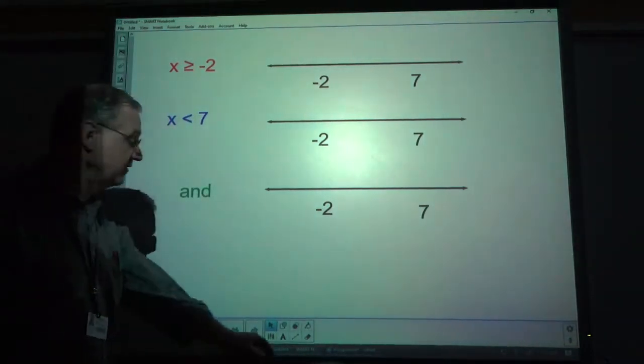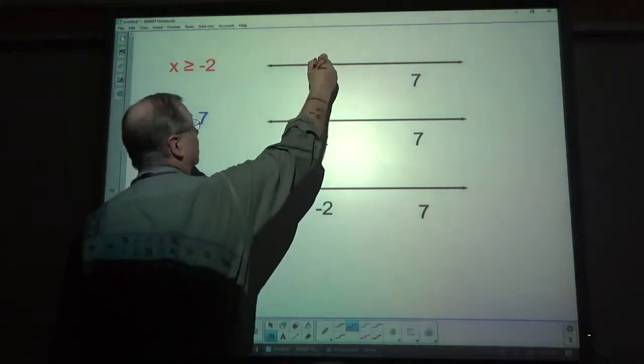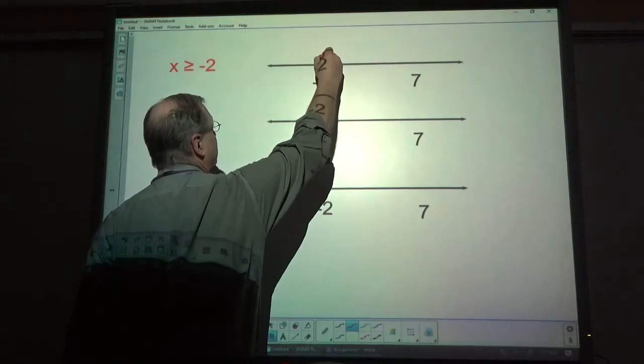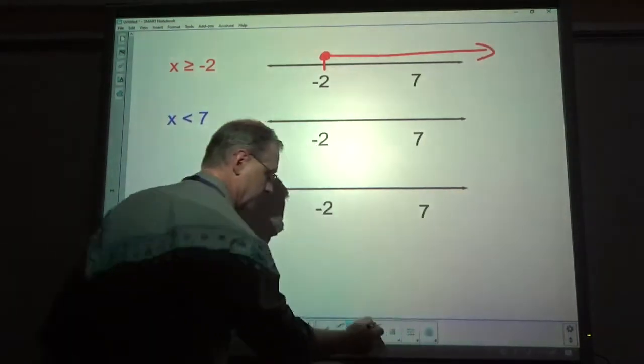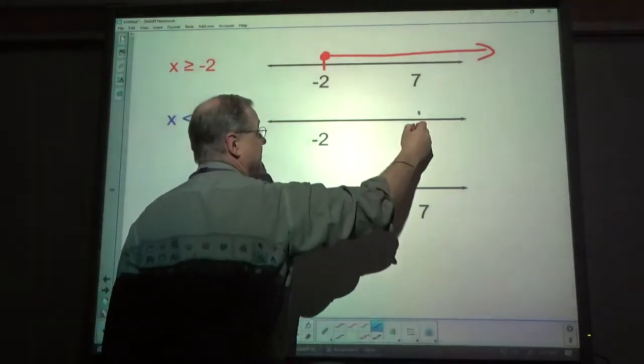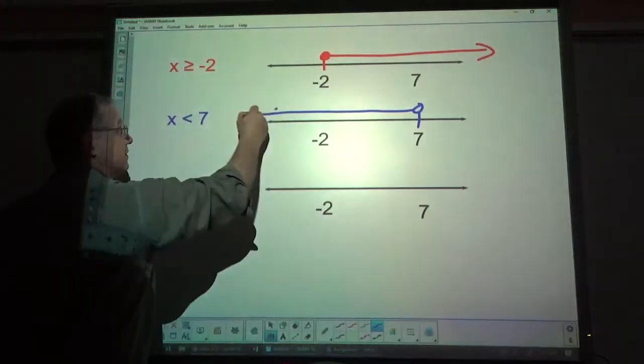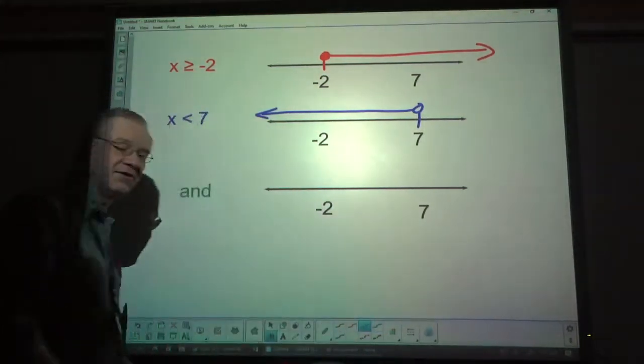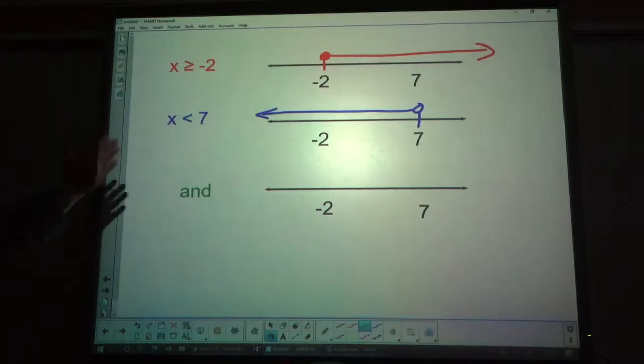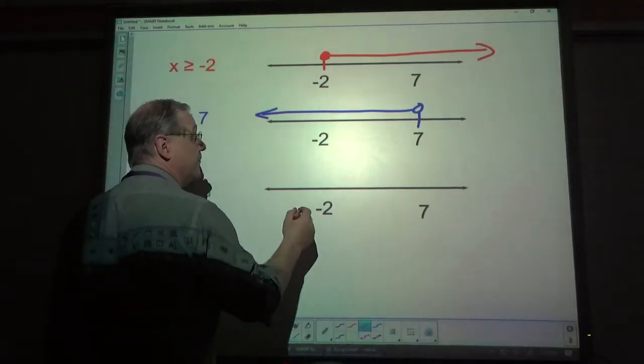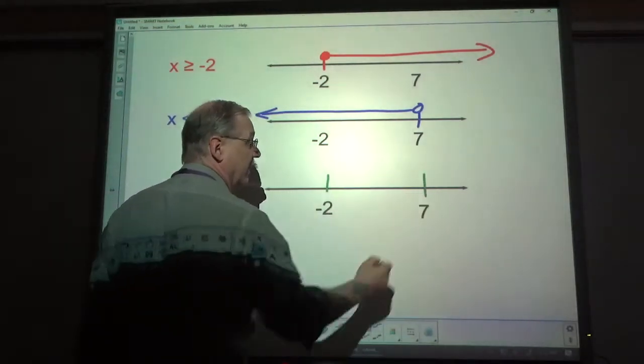All right, here's another one. Greater than or equal to -2, less than 7. The AND graph. Now this is your typical AND graph. The other two were more on the unusual side. This is the typical one. You have -2, you have 7.